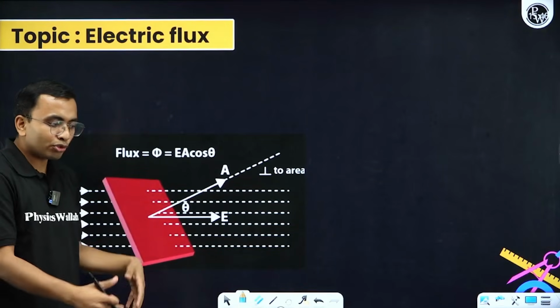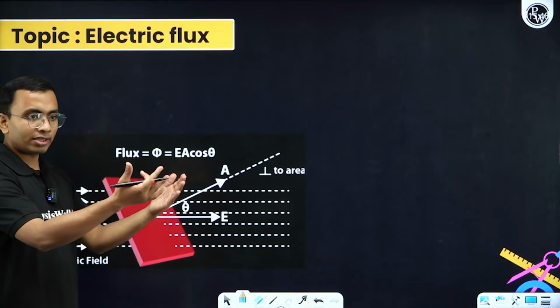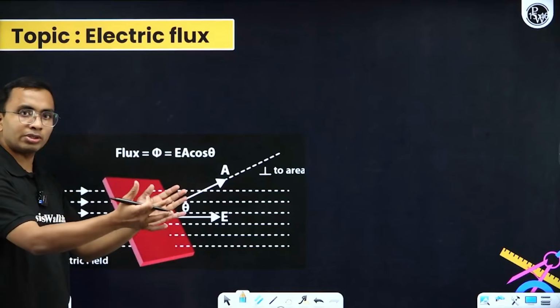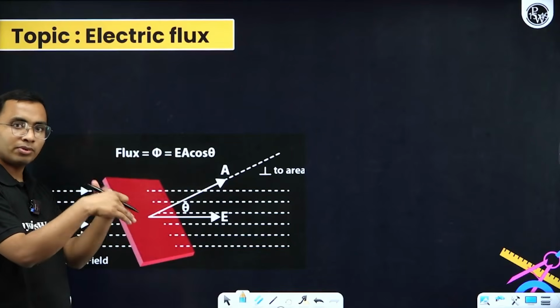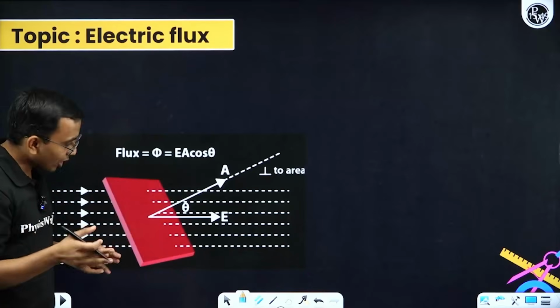Now you will say proportional to the number of field lines. It means greater the field, greater will be the flux. So proportional to E, and greater the area, so proportional to area also. That should be E into area. No, there should be an angle also.